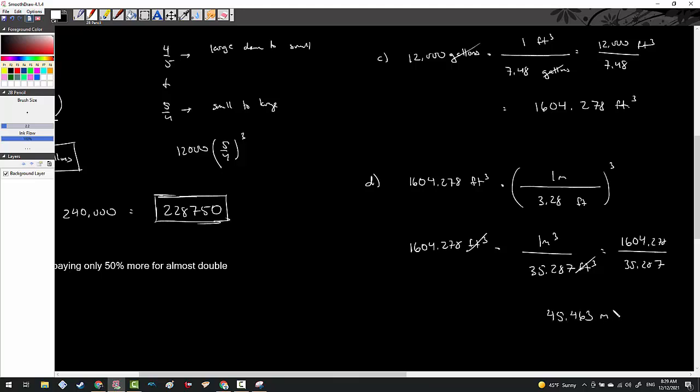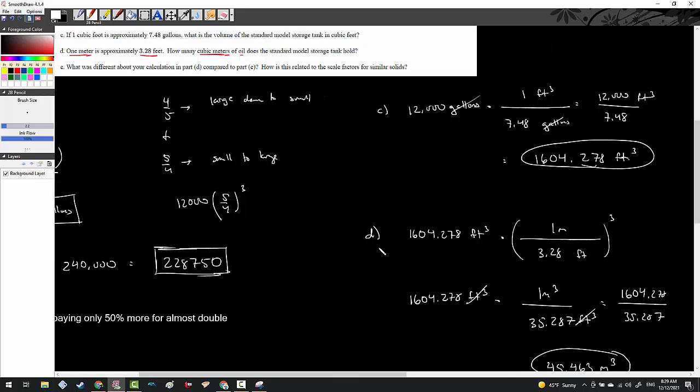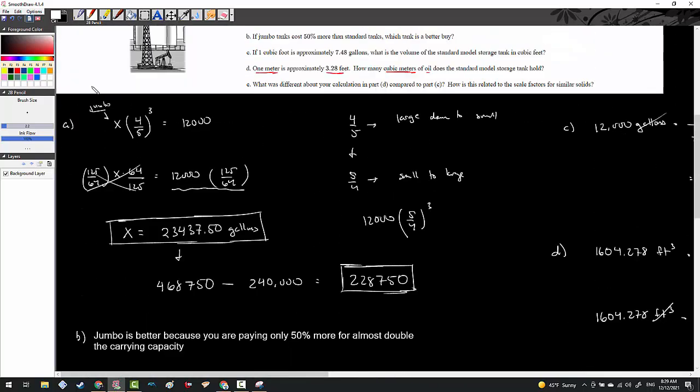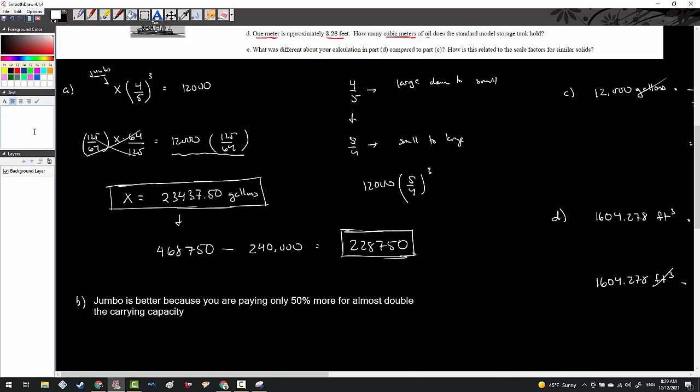45.463 meters cubed. So a lot of conversion going on here. Now that last one was a bit odd. They ask us in part E, what was different about the calculation in part D to part C? How does it relate to scale factors for similar solids? Well, the difference is that we actually had to cube one of them because it was given to us in a linear scale factor. So I'll write that down.